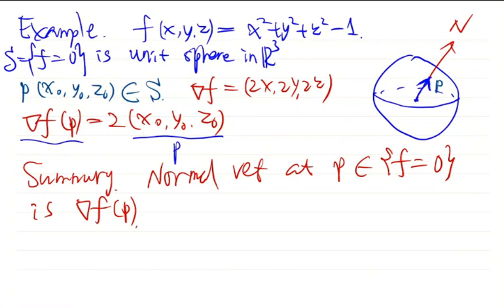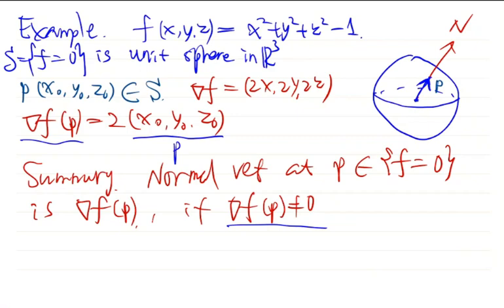So this can be considered as a geometric meaning of the gradient. Of course, to be a normal vector, it should be non-zero. If the gradient is 0, you cannot say that the zero vector is a normal vector. This makes no sense, because the zero vector has no specific direction. So we need to assume that the gradient is not 0. We assume this condition.